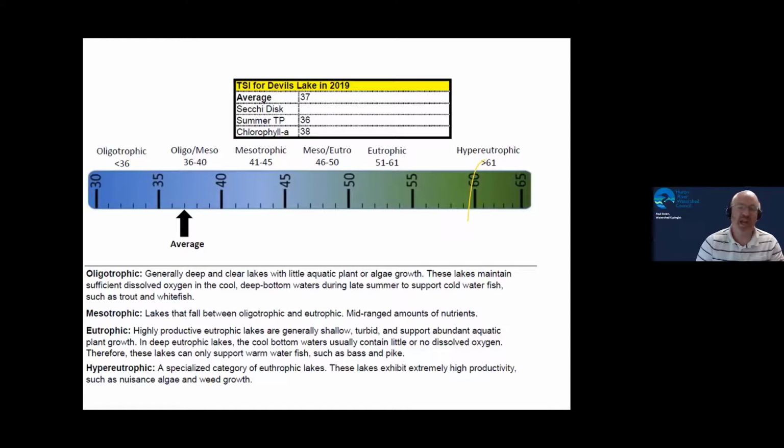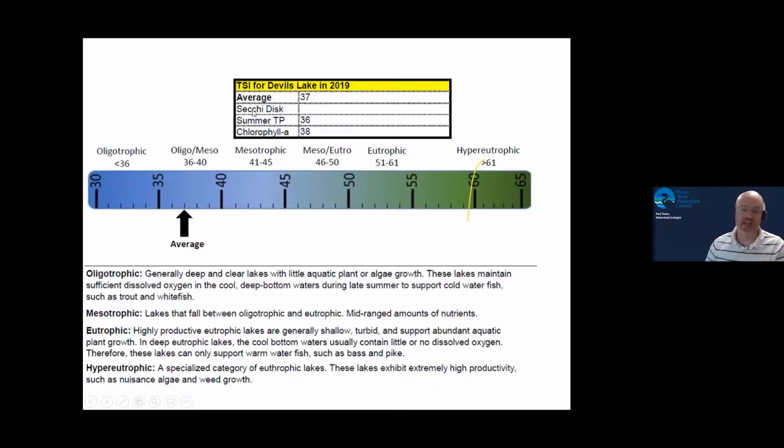You might be right on the border between oligotrophic and mesotrophic, and that's just the state of your lake. Now, one of the pages of the reports that you will get will have this information summarized, and it will show this nutrient thermometer that you can look at, and you can see where your lake lands. Devil's Lake got a 36 for summer phosphorus, and a 38 for chlorophyll, and so we're going to average those together. So altogether, this lake is a 37, which means it's right on that border between oligotrophic and mesotrophic.